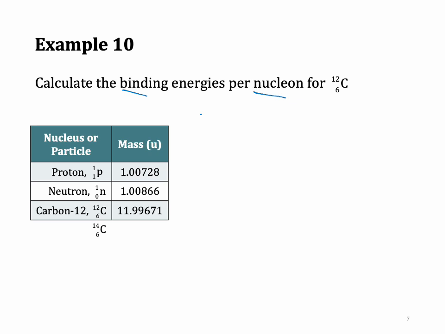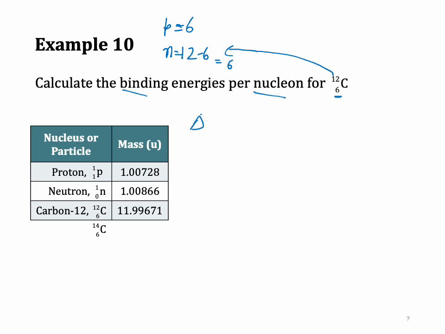Carbon 12 means how many protons? Number of protons is 6. Why? Because this number right here, Z, is 6. Then the number of neutrons will be 12 minus 6, because this is 12, so 12 minus 6, which is also 6. So it's 6 protons, 6 neutrons.